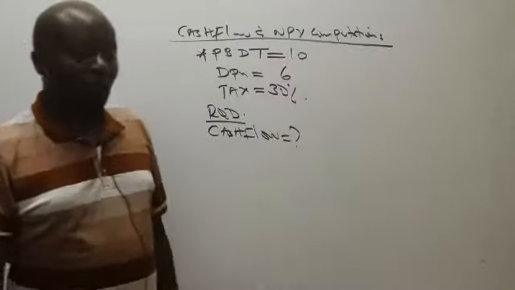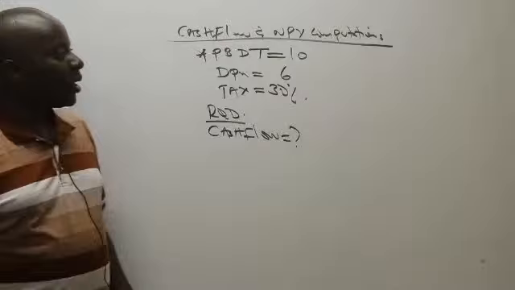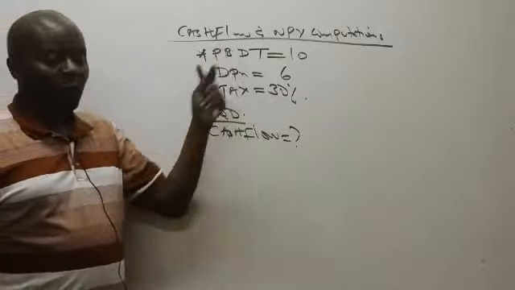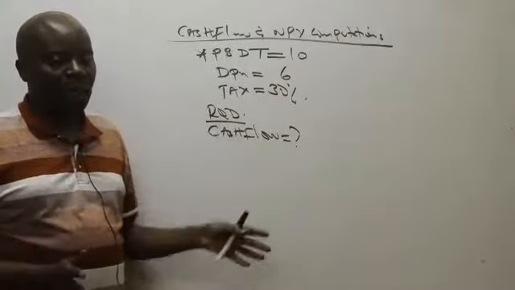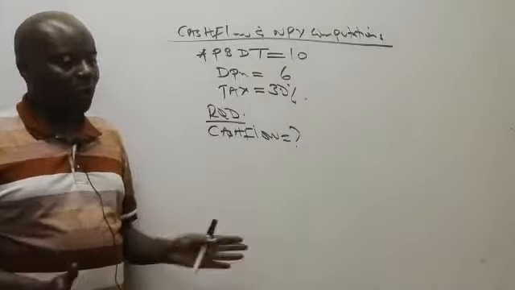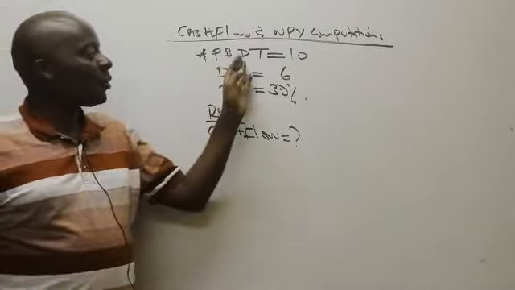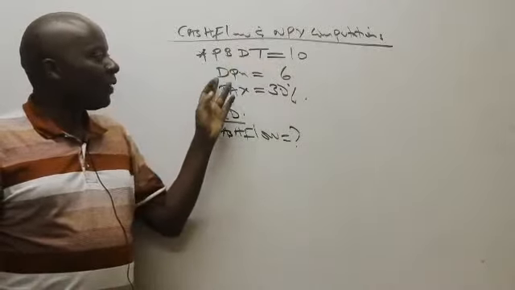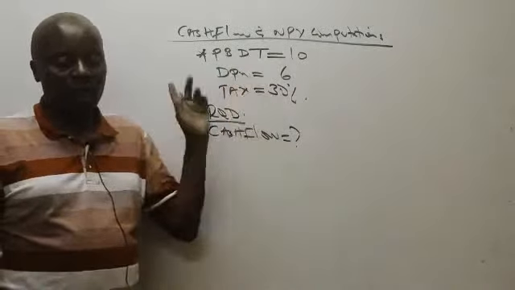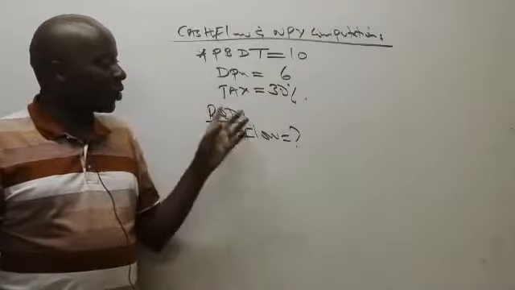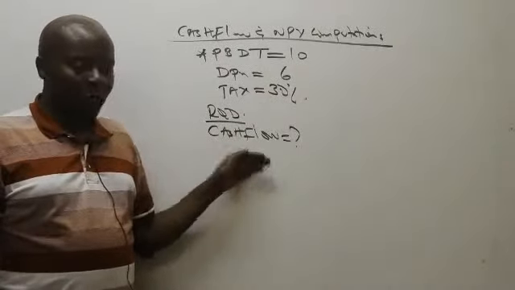Great. So this is quite an interesting session, which I would want to use the first 30 minutes to show you how to compute cash flow and NPV computations, net present value computations. So here they have given us profit before depreciation and tax of 10. They've given us depreciation of 6, and then tax of 30%. So then how do we get cash flow?